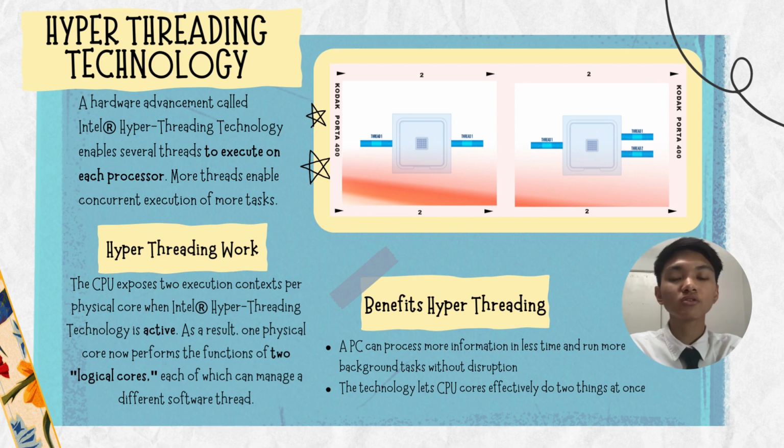So hyper-threading technology has two benefits. Number one, a PC can process more information in less time and run more background tasks without disruption. Number two, the technology lets CPU cores effectively do two things at once.